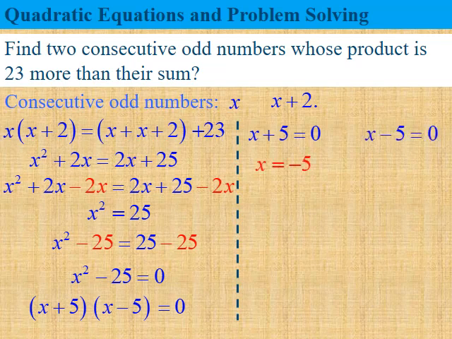So if the first number is negative 5, the consecutive odd would be negative 5 plus 2 equals negative 3. Maybe the two numbers equal negative 5 and negative 3, or we have the first number equal 5, then the second would be 5 plus 2, 7, or 5 and 7.